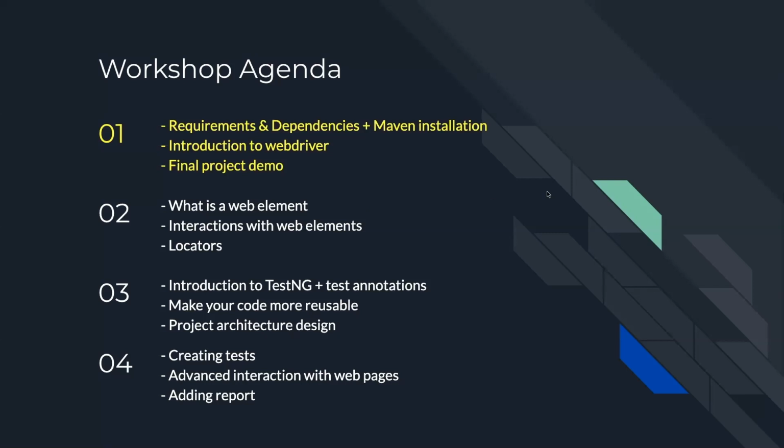The second meetup will deal with what a web element is. We'll learn how to interact with it, and also we will study different locators that we can use to locate a web element using Selenium. The third meetup will introduce TestNG and test annotation. We'll study how to make your code more reusable. We'll plan the project architecture.